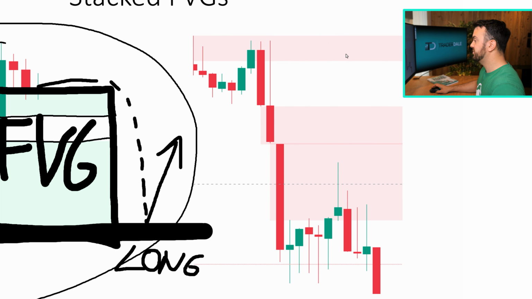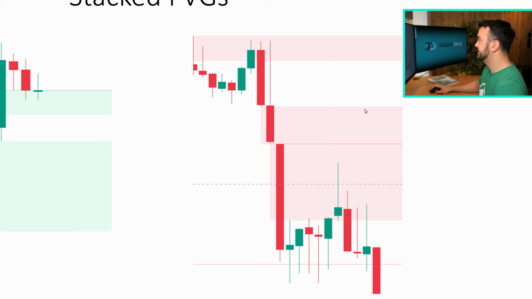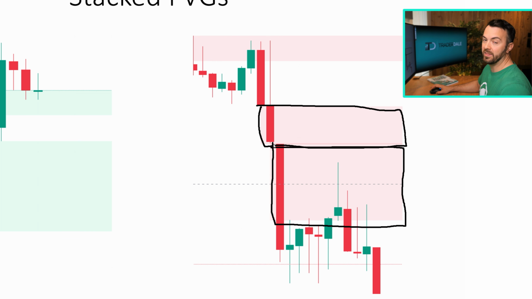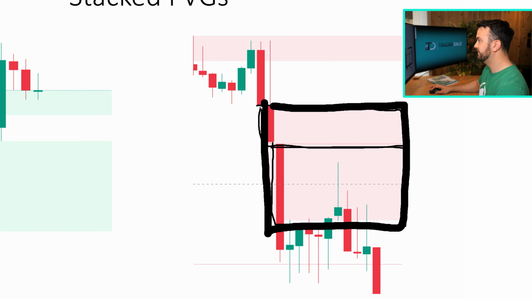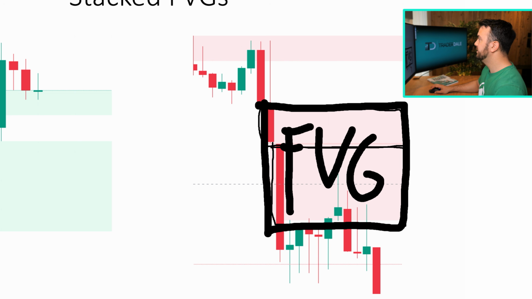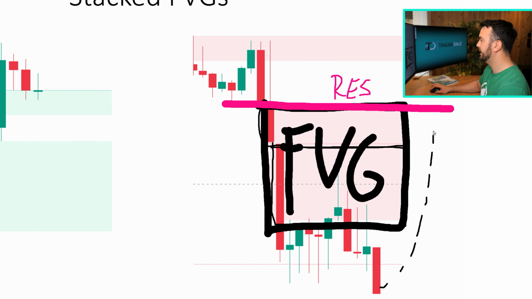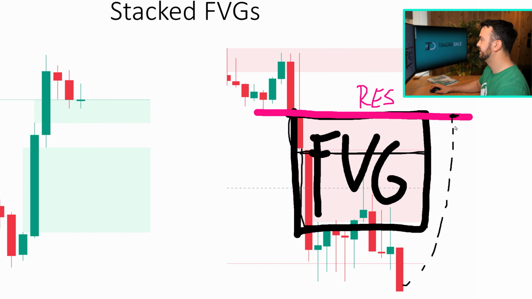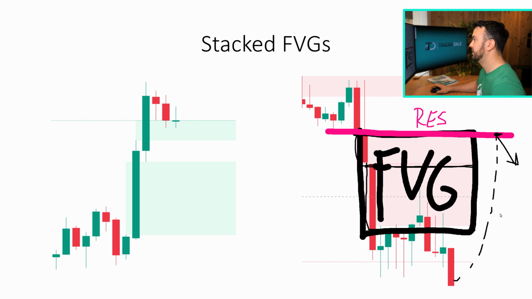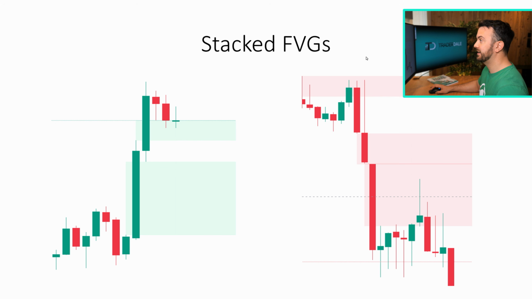So the way to trade this is wait for the pullback and go long from here. In this short trade scenario, there are also stacked fair value gaps. This one and this one. Again, they are next to each other, so the way to look at it is as if this was one big fair value gap. And the way to trade this is the beginning of the first fair value gap. So this is the resistance, and what you do is just wait for the pullback until the price hits that resistance and go short from there. Okay, so those are the stacked fair value gaps.